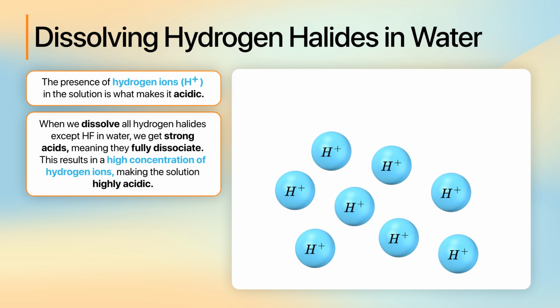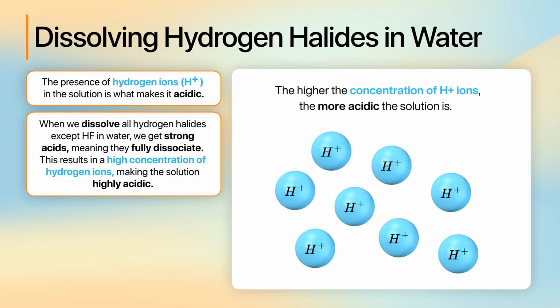In a later unit, we will discuss acidity and dissociation in more detail, but for now, just know that the concentration of H+ ions determines the acidity of a solution. The higher the concentration of H+, the more acidic the solution is.